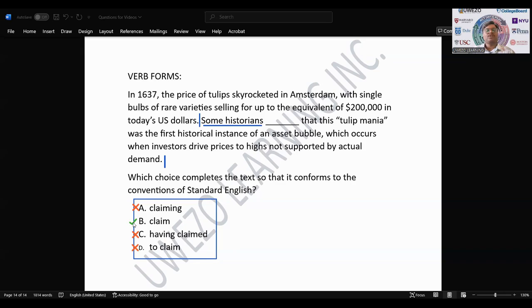So primarily, what you have to do is identify what type of verb we need in the blank. And once you know that, you can work on the answer choices.